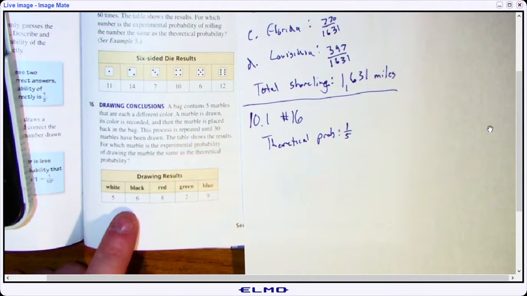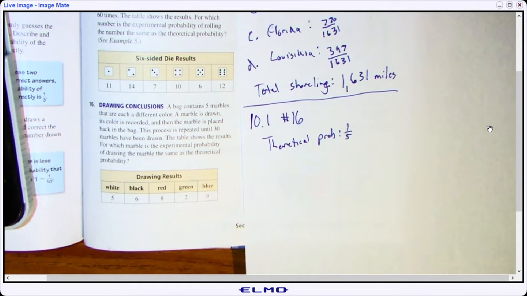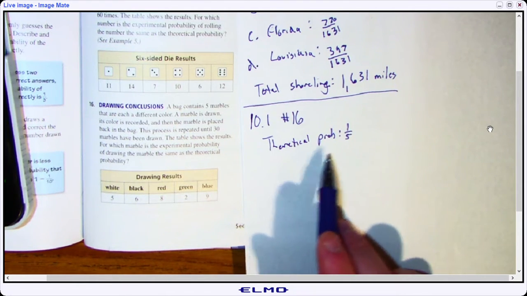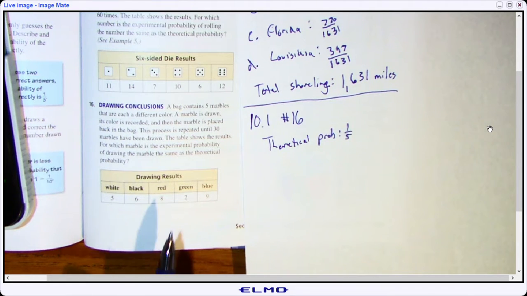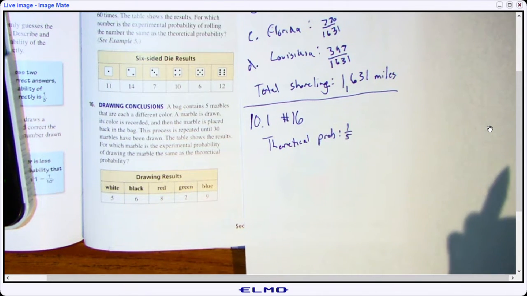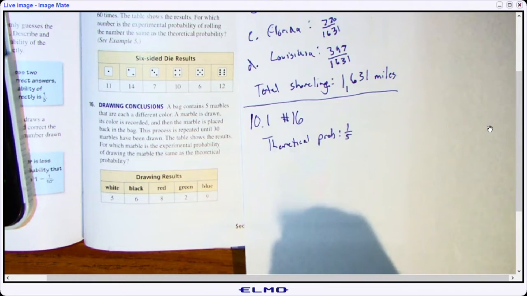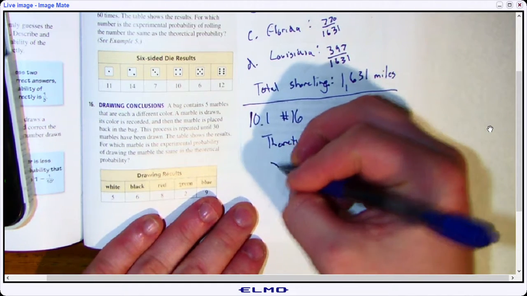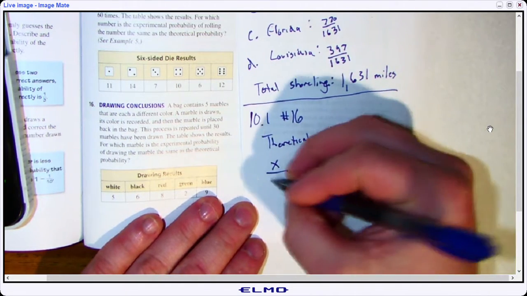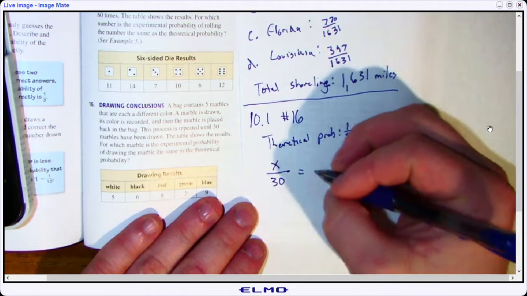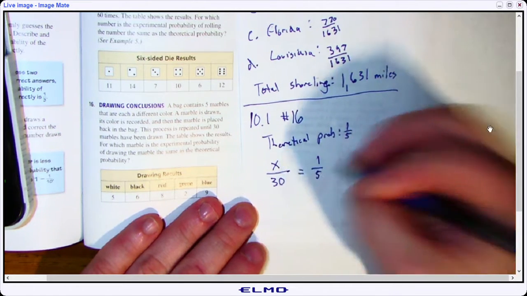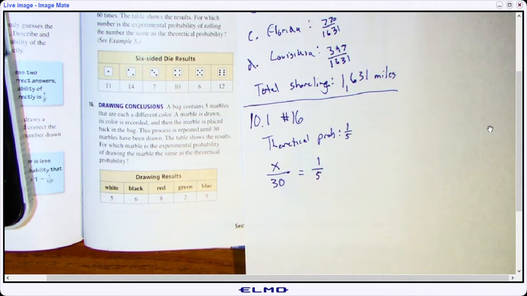And then we've got this table of experimental values. These are what they got. Okay, so we need to find the one where the experimental probability matches the theoretical probability. Alright, well they drew these 30 times, right? So one of these numbers, I'm going to call it x, over 30 needs to be equal to 1/5. And there's a couple different ways you could do this.